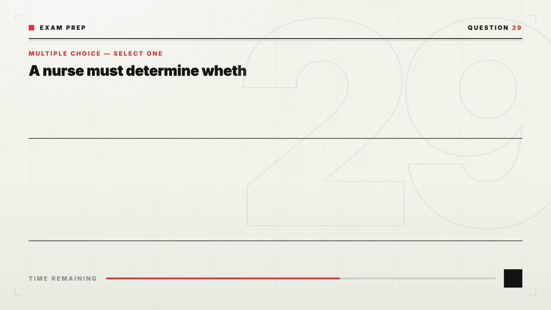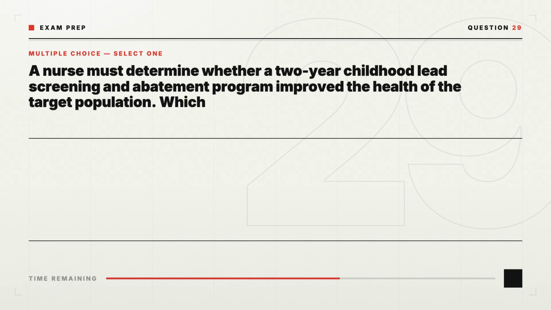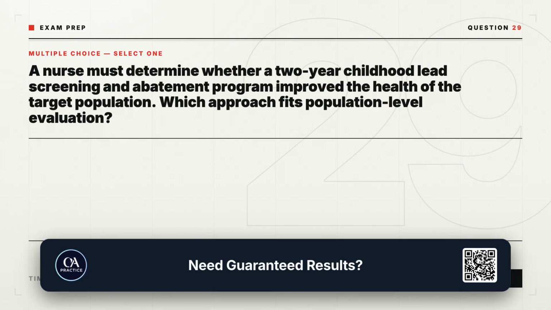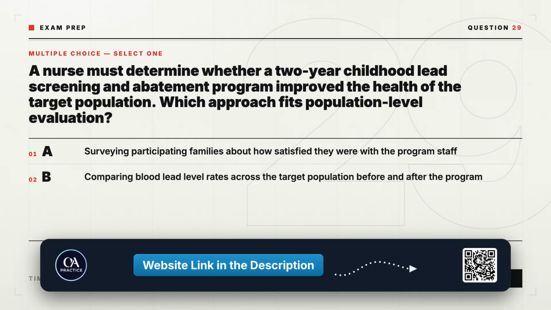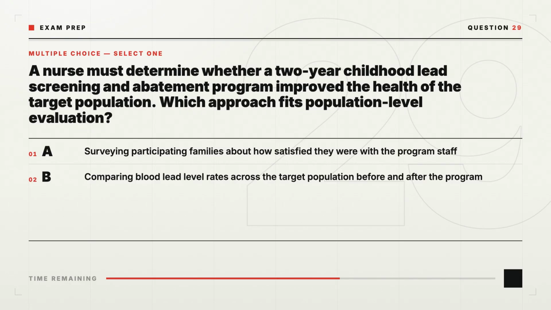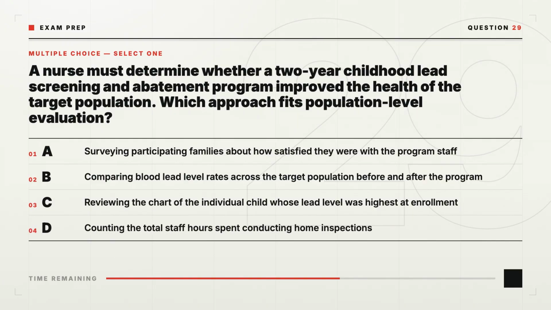Question 29. A nurse must determine whether a 2-year childhood lead screening and abatement program improved the health of the target population. Which approach fits population-level evaluation? Your options are A. Surveying participating families about how satisfied they were with the program staff. B. Comparing blood lead level rates across the target population before and after the program. C. Reviewing the chart of the individual child whose lead level was highest at enrollment. D. Counting the total staff hours spent conducting home inspections.